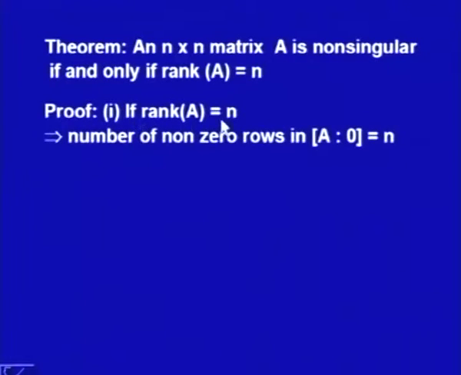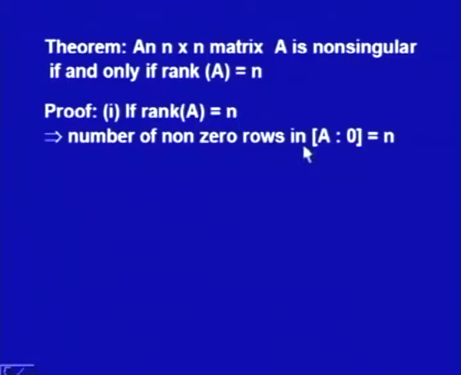If rank of A is equal to n, we have to prove that it is non-singular, and if it is non-singular, then rank of A is equal to n. So, we start with the first part. If rank of A is equal to n, that means the number of non-zero rows in the augmented matrix is equal to n. That is how we have defined the rank of A.